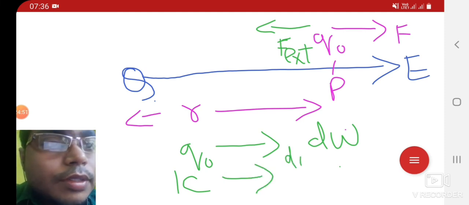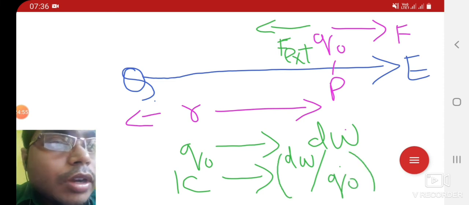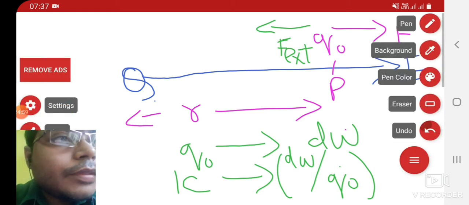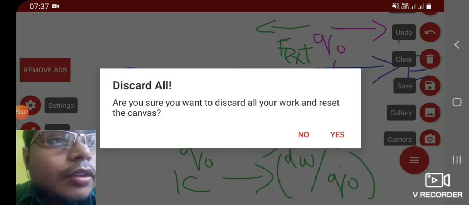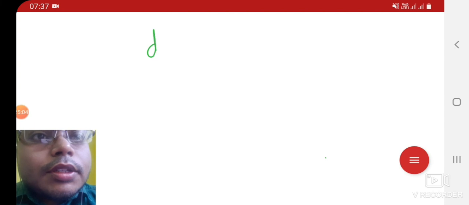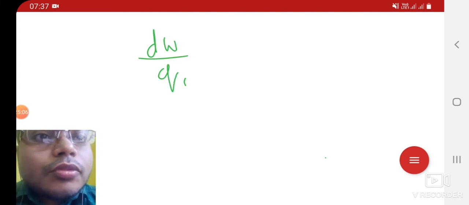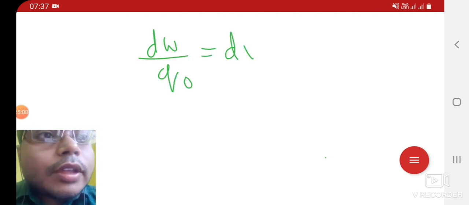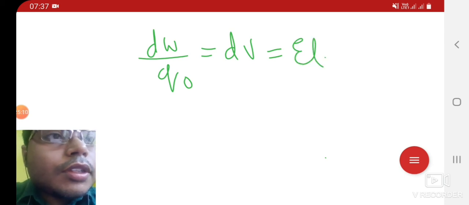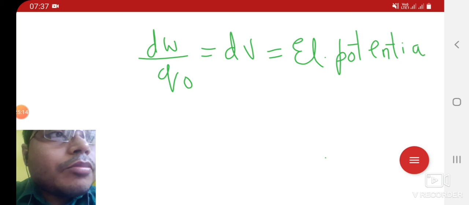So it is very simple. It is dW divided by Q naught. So this quantity, work done per unit charge, is defined as the electric potential. So that means dW by charge Q naught is known as the electric potential. This is the definition of electric potential.